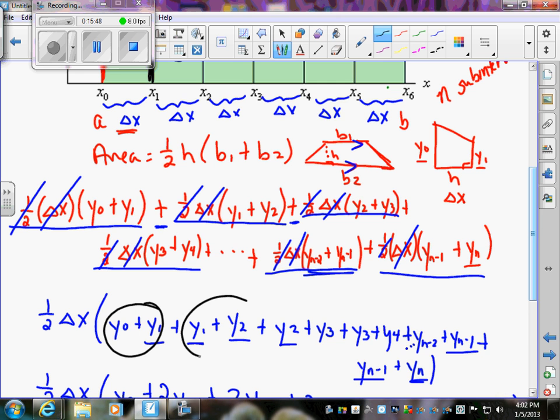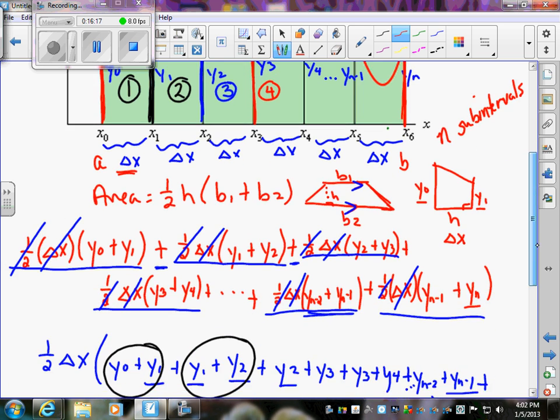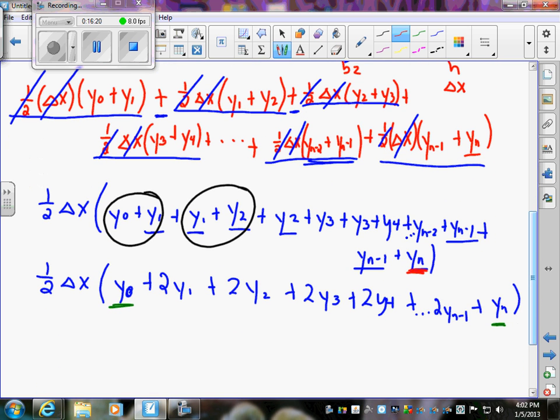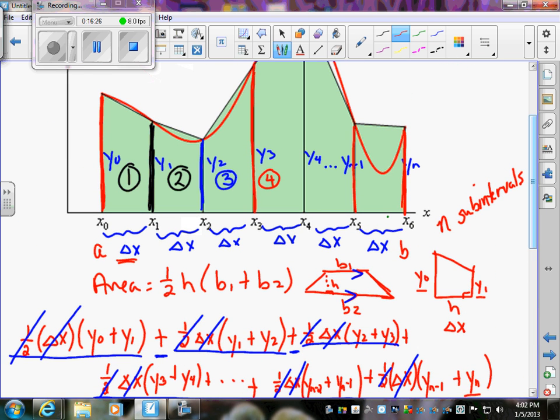There was trapezoid 1, there was trapezoid 2. Then the next side, same thing. Y2 is the bottom of trapezoid 2, but it's the top of trapezoid 3. Y3, bottom of trapezoid 3, top of trapezoid 4. Then we skip all the way out to the end. Y sub n is only used once because it's just the bottom of the last trapezoid. It was only used once in the trapezoids, but y sub n minus 1 would have been used twice. It was an inside base.